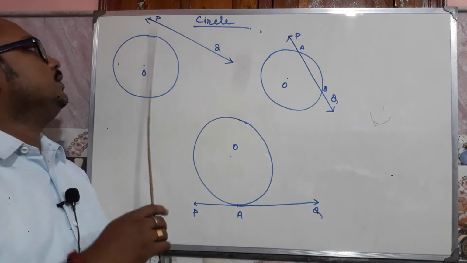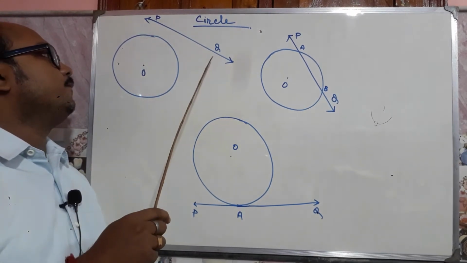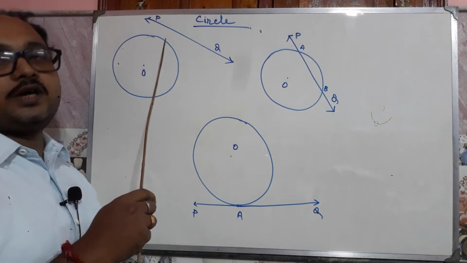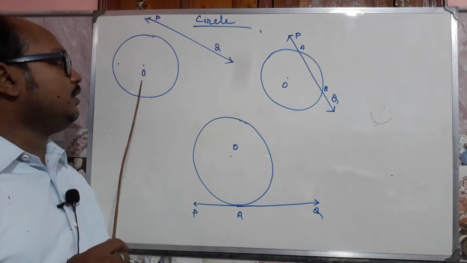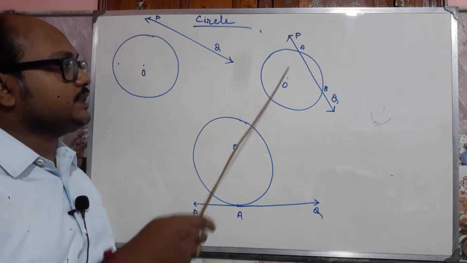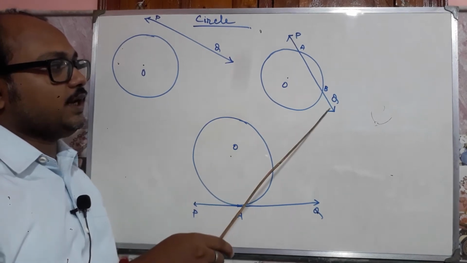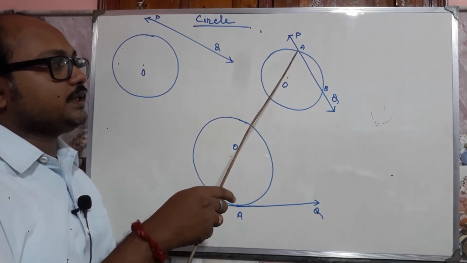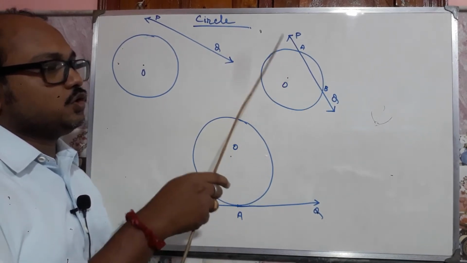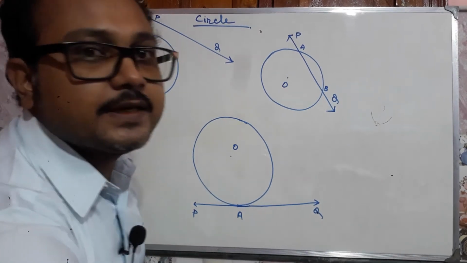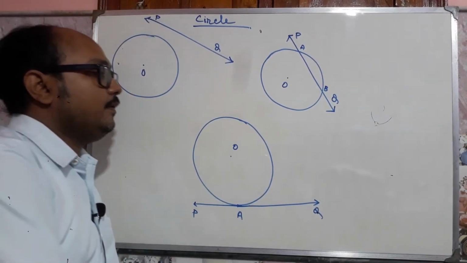This one, you see this straight line, it is not intersecting with the circle. Here you can see the straight line intersects the circle at 2 points. So, this straight line is known as a secant of that circle.